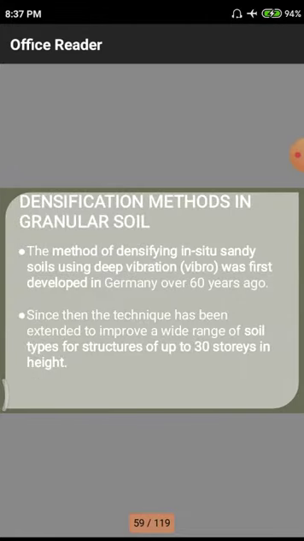Next one, densification methods in the granular soils. That means this is an entirely new topic. Previously we saw different densification methods using densification equipment, rollers and stabilization techniques. But this is another topic related to granular soil.